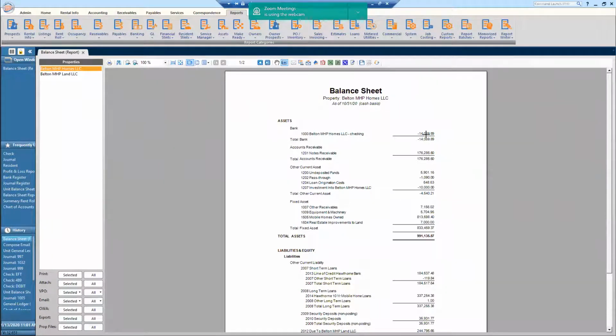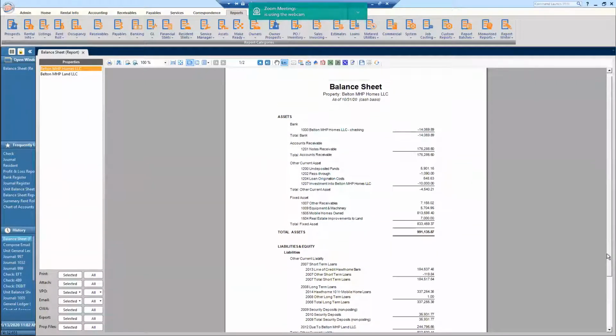So Belton Homes, here's our checking, note receivable, undeposited funds, pass-through, loan origination, investment into the land. I just look and see what's missing or what's inaccurate. Other receivables, equipment, machinery, mobile homes owned, improvements to land, that'd be like our playground. Line of credit, we got 10-year loans with Hawthorne Bank.